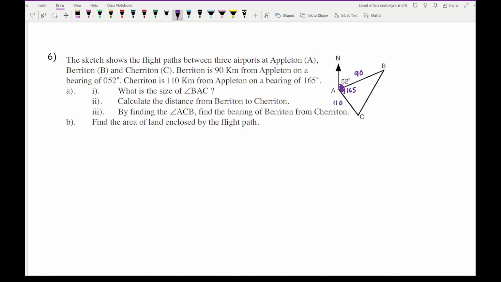And the first question is asking us to work out angle BAC. So BAC is this angle here. So for that, it's going to be 165 minus 52, which gives us an answer of 113 degrees. Again, just make sure that's a 3-digit number. So there we go. Next question then says work out the distance from Berriton to Cheriton.